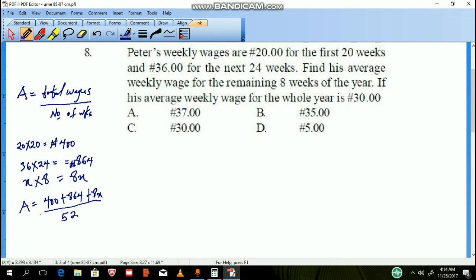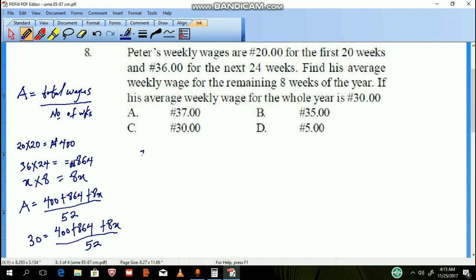And what is his average weekly wage? His average weekly wage for the whole year is 30. So we will be having 30 equal to 400 plus 864 plus 8x over 52. So all we have to do is to make 8x the subject of the formula. So I have this.